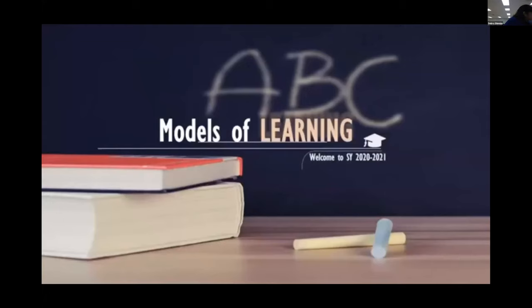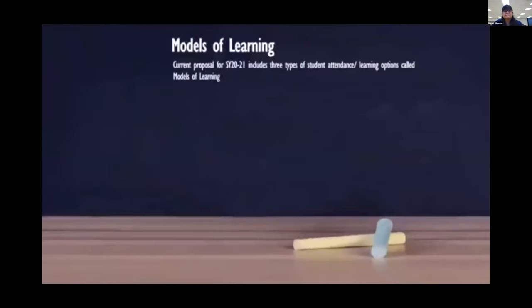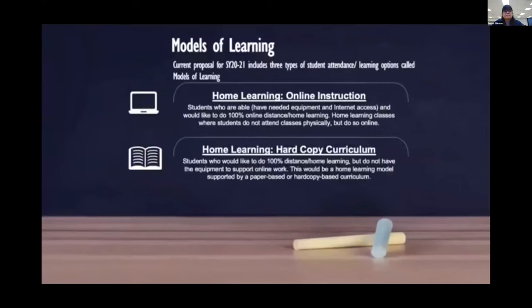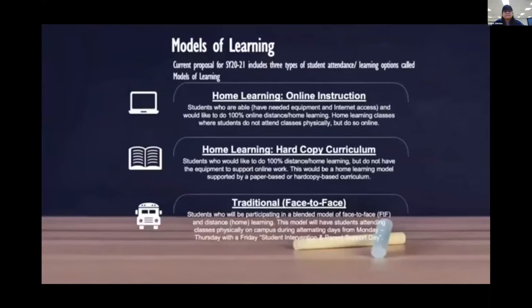Just to recap real quick, our models of learning. By now, everybody should have learned about the three models of learning. They are home learning, online instruction, face-to-face, and home learning hard copy instruction. So those are the three models. All three were referenced by Deputy Sanchez in a screencast that is available for your reference on the GDOE YouTube page.